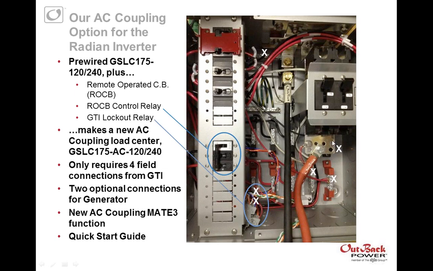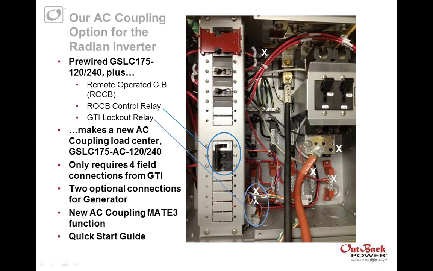For the grid tie connections, you just bring in the L1 here, the L2 here, the neutral, and the ground up here, and that's it. Now, if you want to add a generator to the system, then you would connect those here. This is one of the things that I worked on for a couple of days figuring this out.